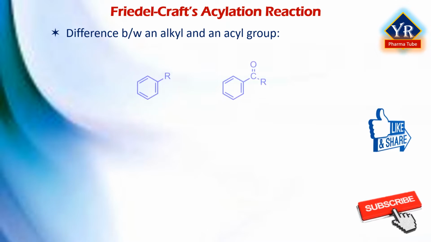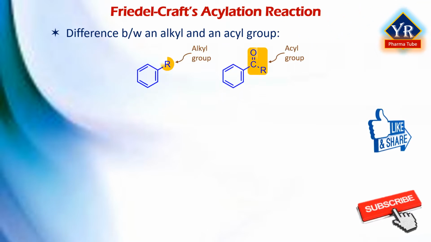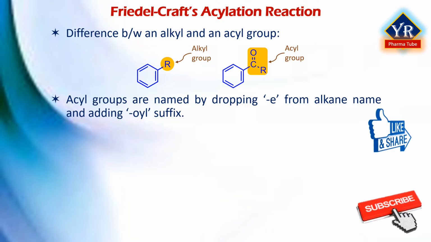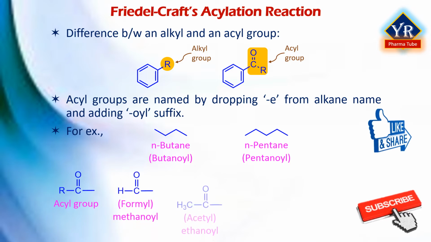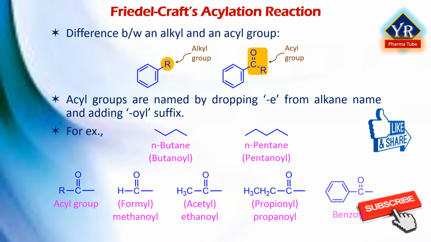The difference between the alkyl group and an acyl group is shown in the figures. An acyl group is a carbonyl group with an alkyl group attached to it. Acyl groups are named systematically by dropping the final E from the alkane name and adding the OYL suffix. For example, n-butane and butanoyl, n-pentane and pentanoyl, and so on. However, the historical names are often used for the formyl group, the acetyl group, and the propionyl group.